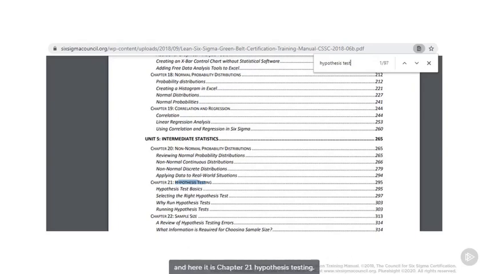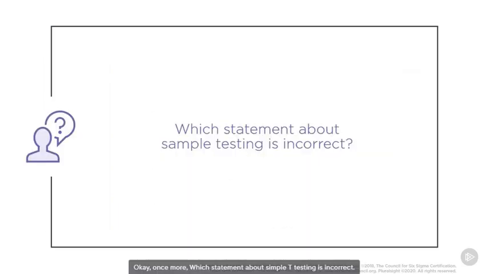And here it is, chapter 21, hypothesis testing. You can do the same thing manually, alright? Okay, once more. Which statement about sample t-testing is incorrect?